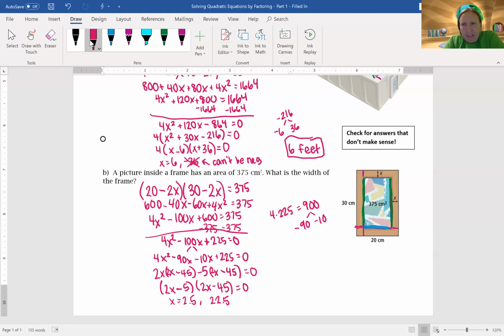However, in this case, looking at this picture, okay, if the whole thing is 20 centimeters on this side, 30 centimeters on that side, but really more so the 20 centimeters here, there's no possible way that this x, which is just that little edge of the frame, can be 22.5 centimeters. Okay, that would be bigger than the entire side is, so that can't happen. So this is actually too big. So our only answer in this case is going to be 2.5 centimeters. And that is it.